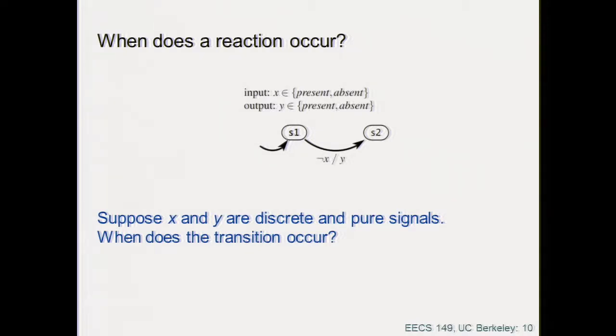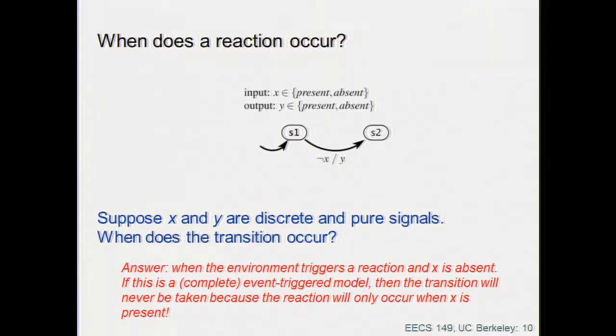So this one is a kind of contradictory finite state machine in the sense that it will never move, so it always stays in S1. So when the environment triggers a reaction and X is absent, if this is a complete event trigger model, then the transition will never be taken, because in order to be taken, X has not to be there, but the reaction occurs when X is there. So you don't move, nothing happens.